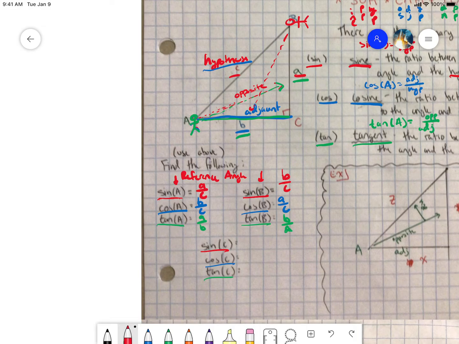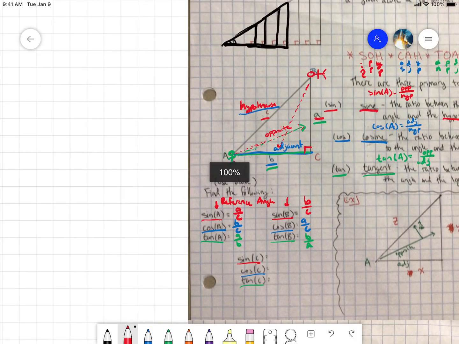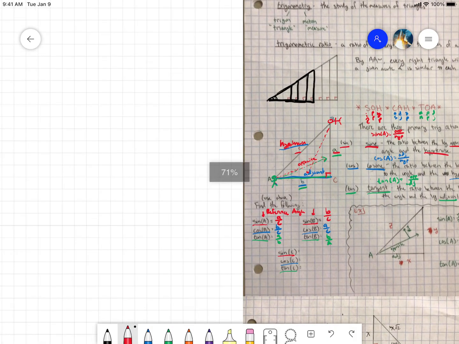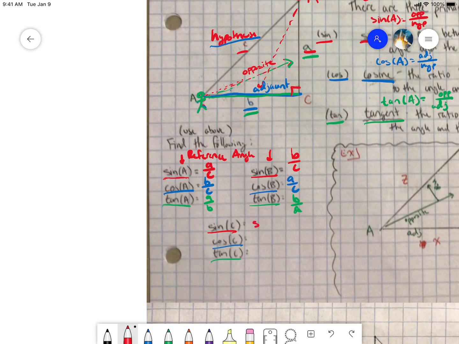This is where it's going to get tricky. So, C, what angle measure is C in this case? The big C. What angle measure is it? So it's the 90-degree angle. So when we're looking at sine of C, we already know what this angle measure is. So sine of C is the same thing. We're saying, well, this is the sine of 90 degrees.